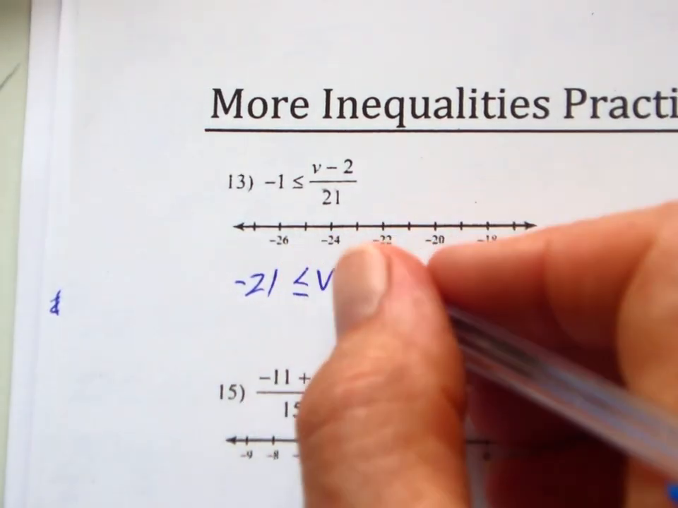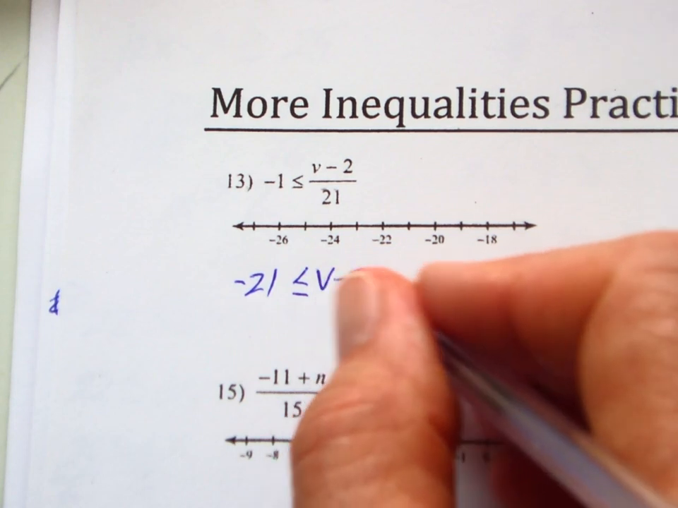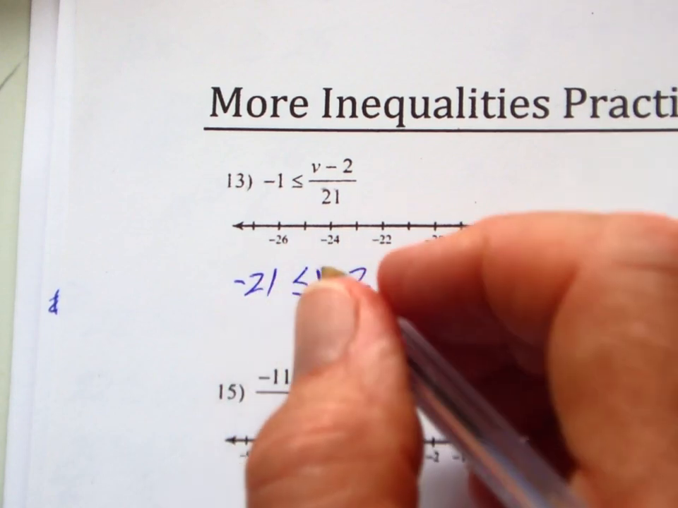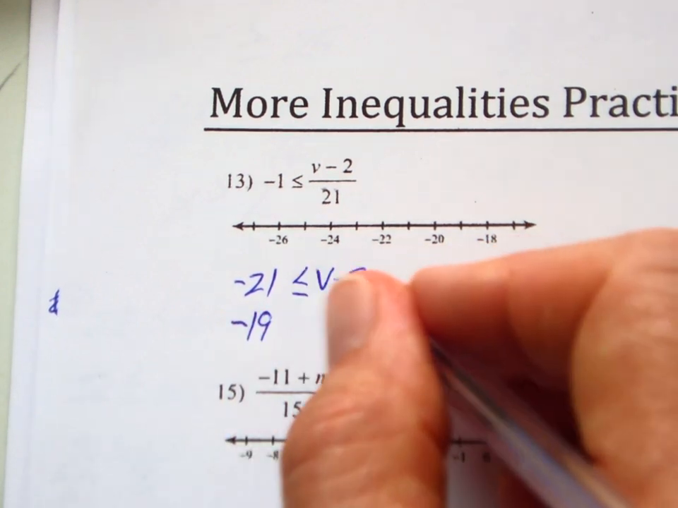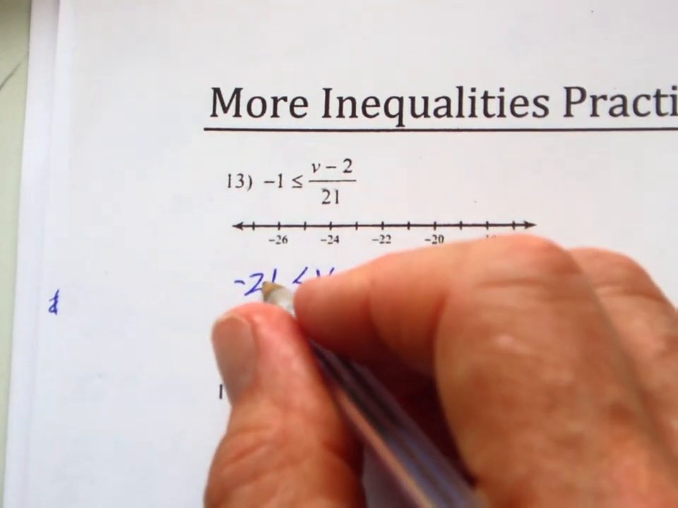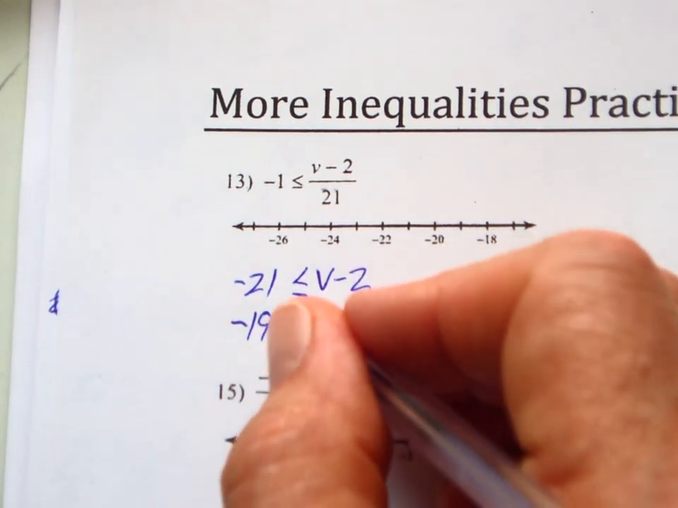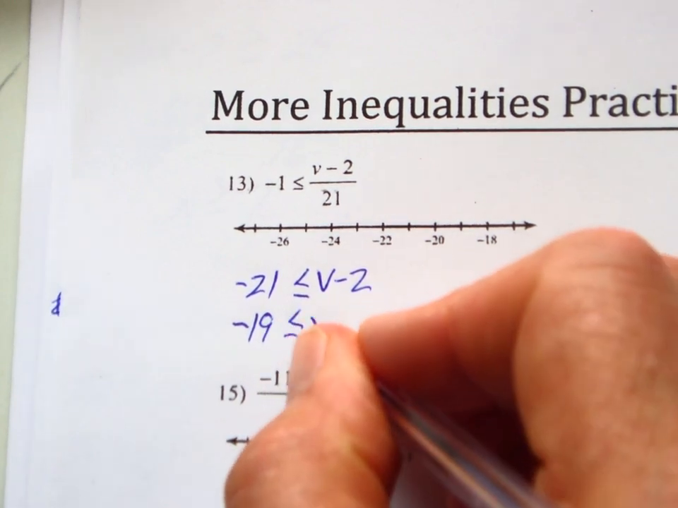Okay, I add 2 to both sides now to get the v. That'll make this disappear, but I got minus 21 plus 2 is minus 19. Because the 2 is positive, you have to subtract it from the 21. You get minus 19 is less than or equal to v.